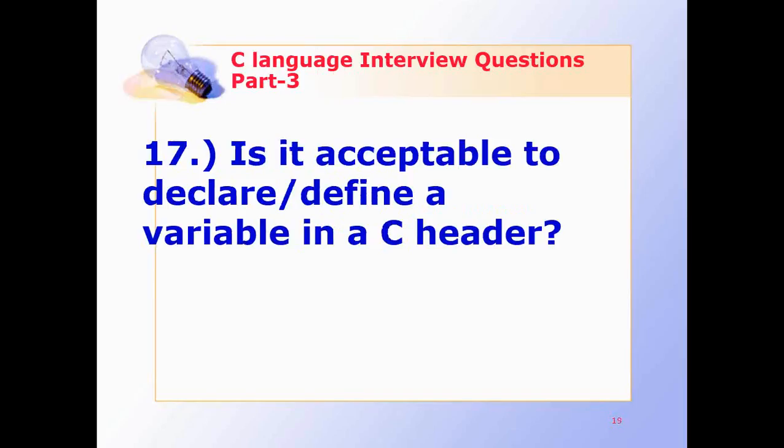Is it acceptable to declare or define a variable in a C header? A global variable that must be accessed from more than one file should be declared in the header file. In addition, such a variable must be defined in one source file. Variables should not be defined in header files because the header file can be included in multiple source files, which would cause multiple definitions of the variable.